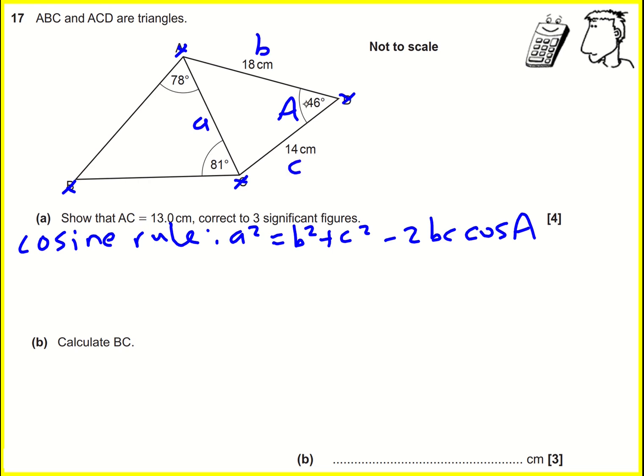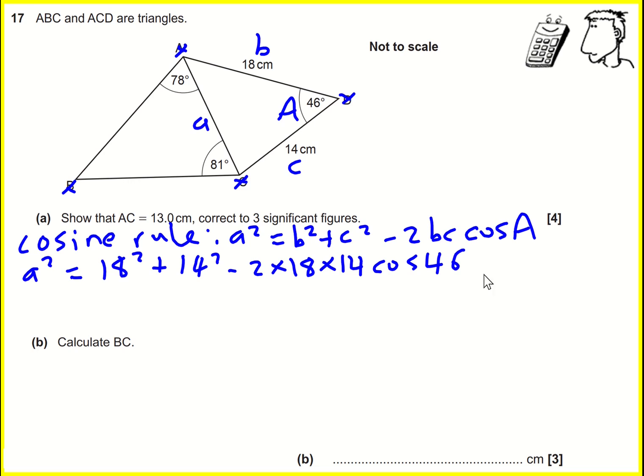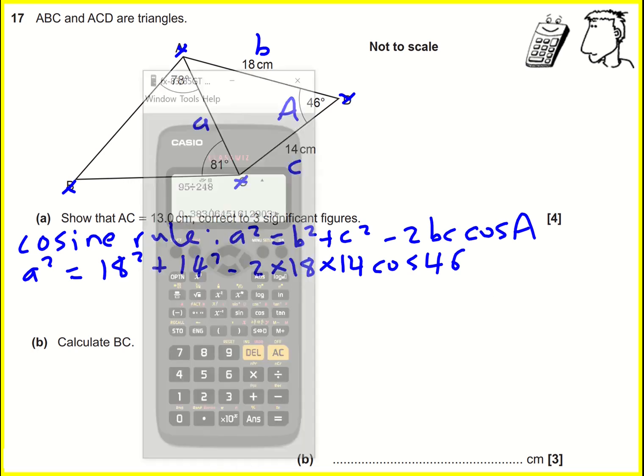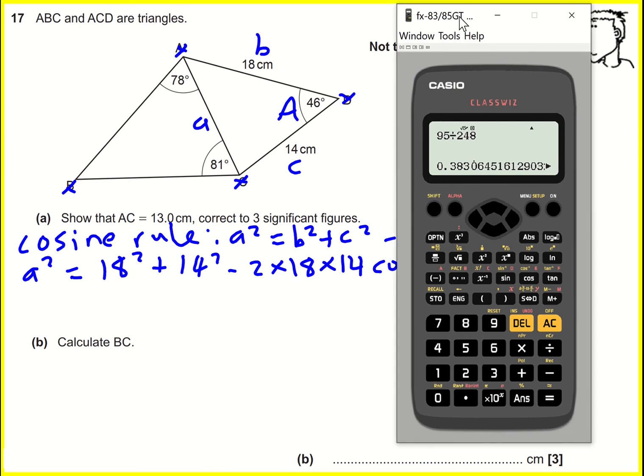You can do these either way around. We don't need the angles labelled. And now we're in a great place. a squared is going to equal 18 squared, not minus, plus 14 squared minus 2 times 18 times 14 cos of the angle 46. I'm just going to put that into my calculator, and I reckon I'm going to get 13. We'll find out.